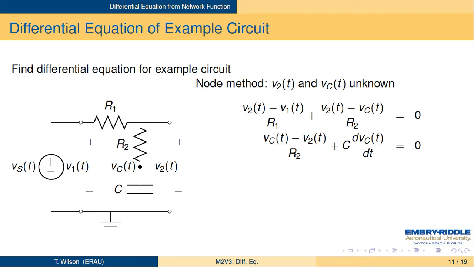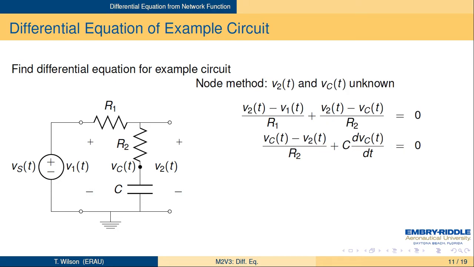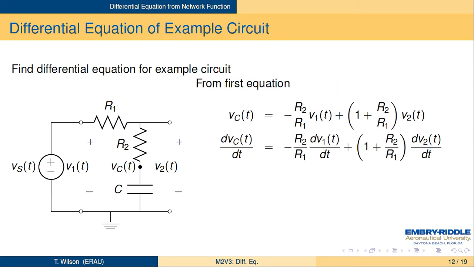Now the trick is we've got to get rid of vC of t and just get a differential equation between v2 and v1, and it's really a pain. So we can take our first equation and solve for vC of t. Take vC of t over R2 to the other side, and then take R2 back to the other side, so you get vC of t is minus R2 over R1 v1 of t plus quantity 1 plus R2 over R1 v2 of t, and then you can differentiate that to get the dvC dt term.